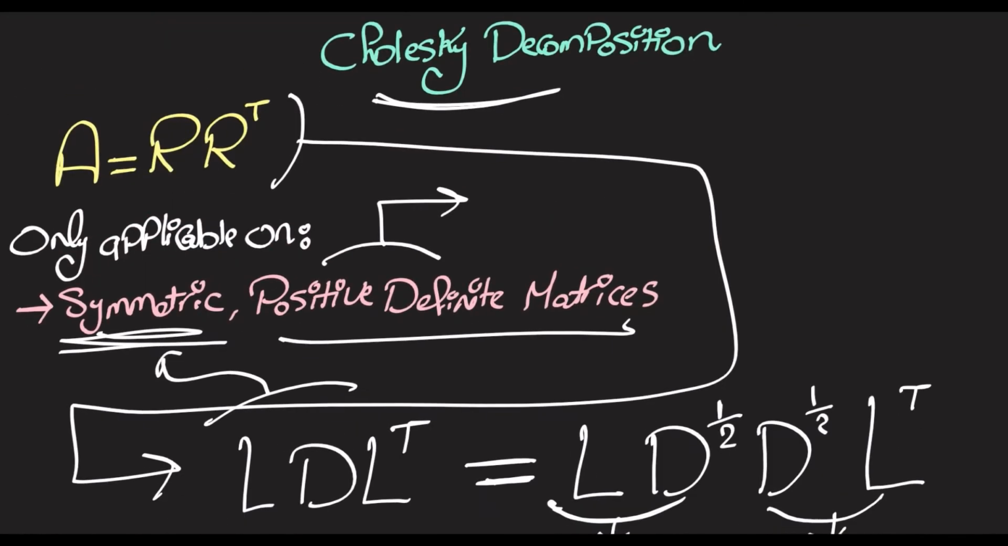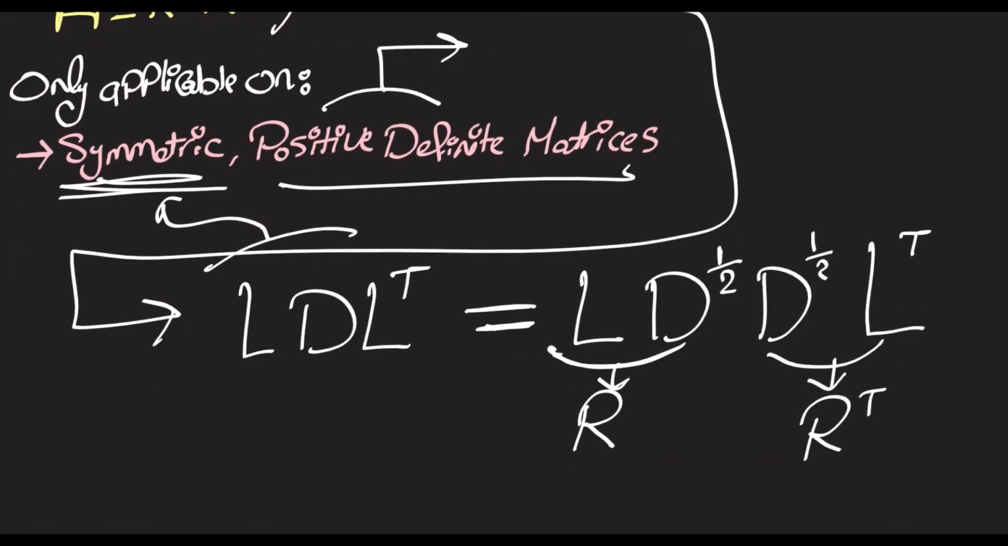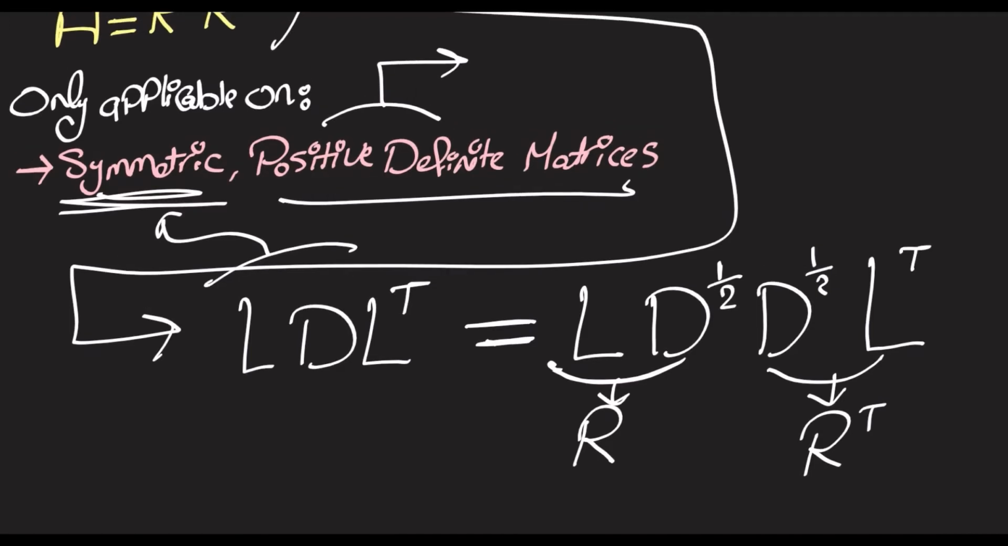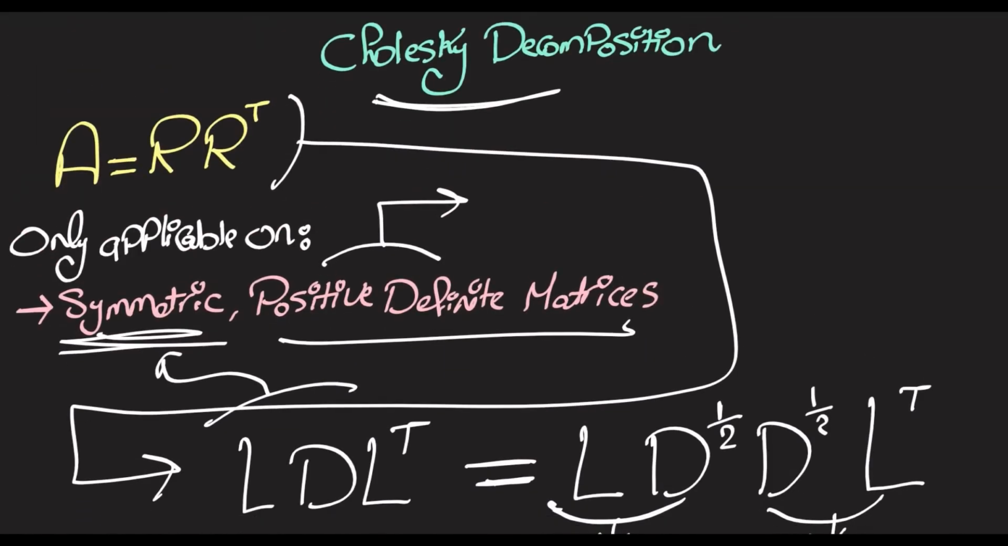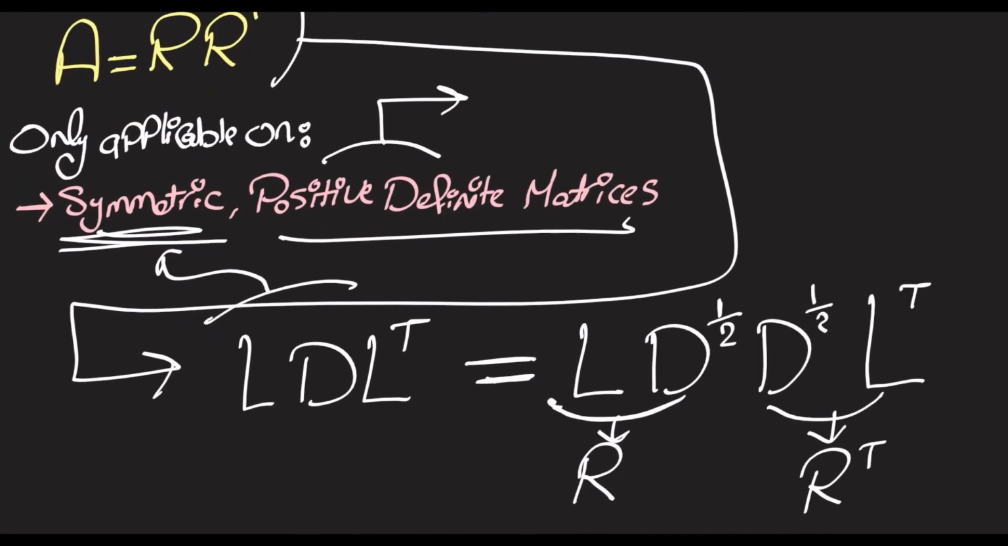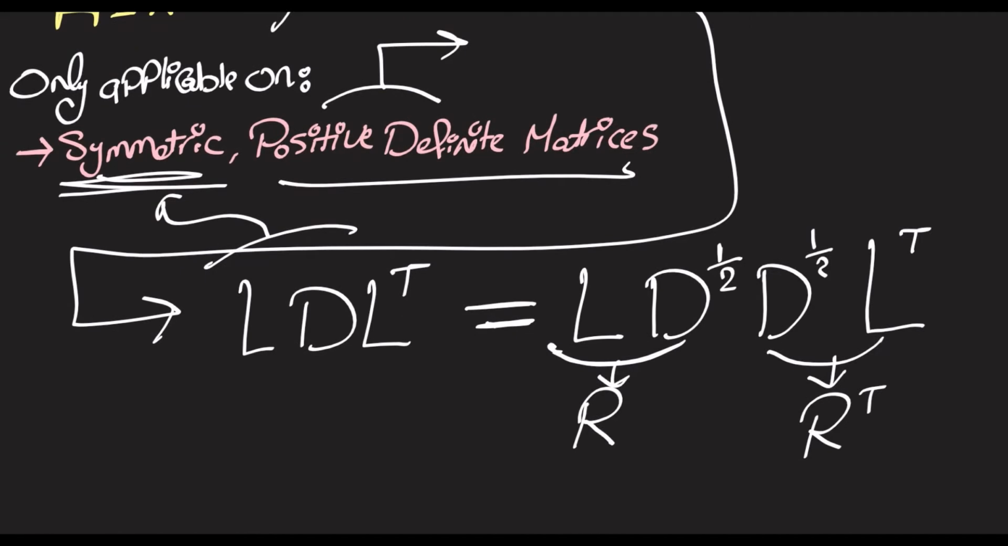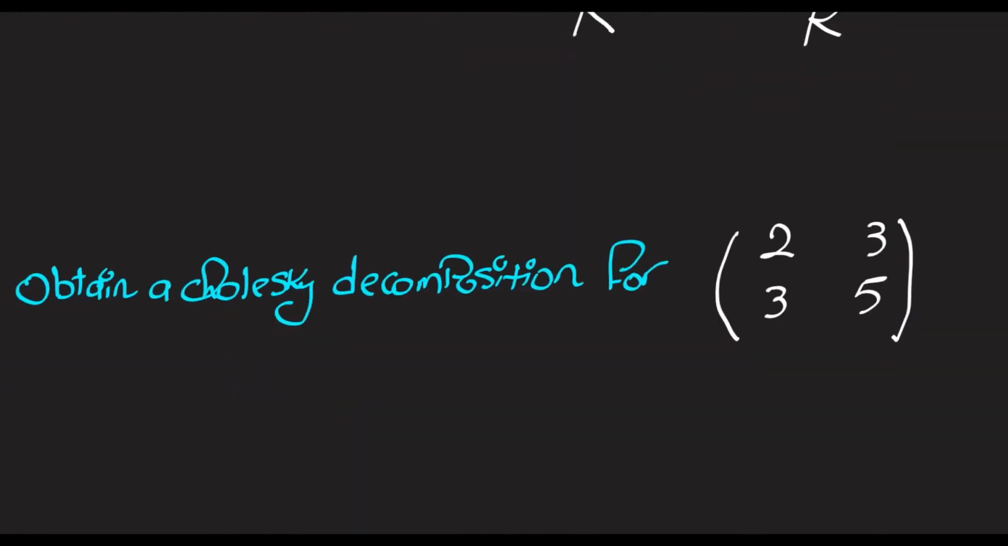So to do the Cholesky decomposition, we can just do LDL transpose decomposition, and then take L multiplied by the square root of the diagonal matrix as R, and you can then multiply R by R transpose to get back A, and that's going to be your Cholesky decomposition. Now for how you're going to get the square root of D, you're just going to take the square root of each element on the diagonal of D. Okay, it's that simple. So let's do an example here.